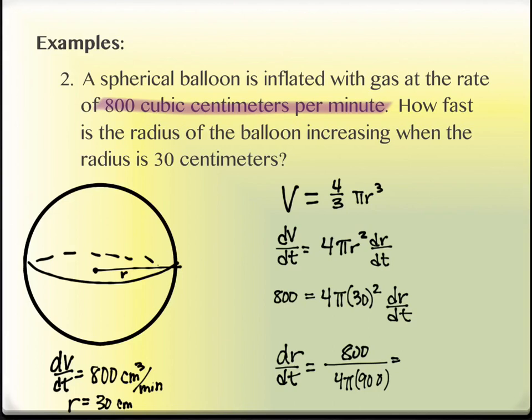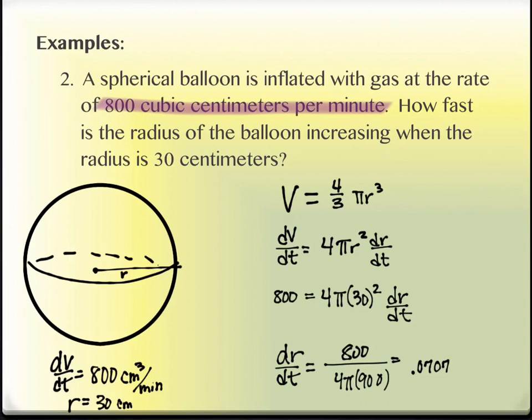Anyone have it yet? Yep, go ahead, Tanner. 0.0707. Okay, and with 4 decimals, we'll stop there. Yeah, 0.0707.